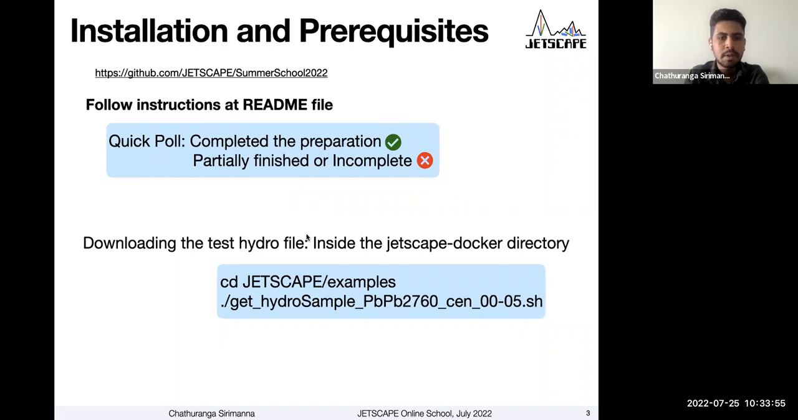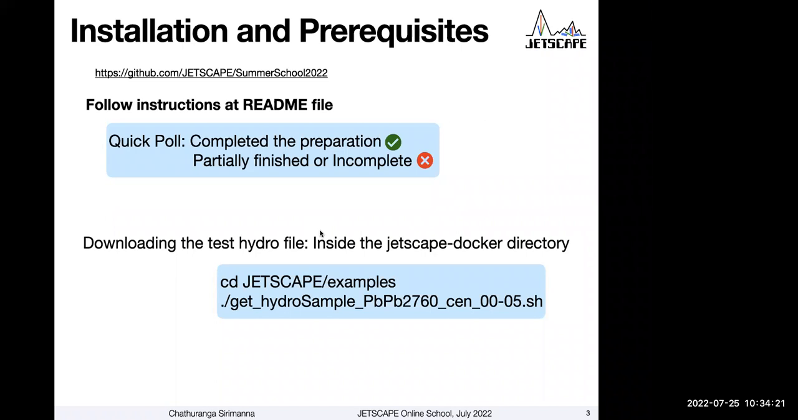So far we have about 25, 24. This is very helpful because if a majority of people have not completed the preparation, then it's not good to move forward. You want to reiterate the question again, Chaturanga?